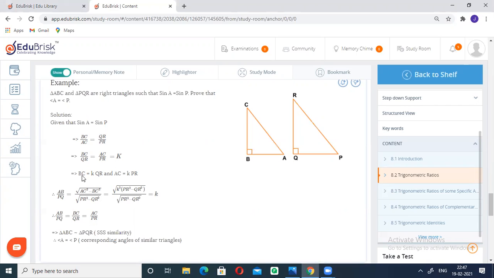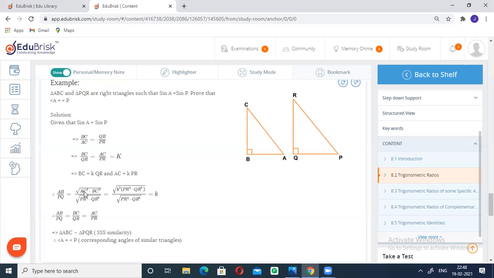So by cross multiplying, you will get BC is equal to K into QR. Similarly, AC is equal to K into PR. Then find out the ratio AB by PQ. What is AB? AB square is equal to AC square minus BC square. So AB is root of AC square minus BC square. Similarly, PQ square will be PR square minus QR square, so PQ will be root of PR square minus QR square.